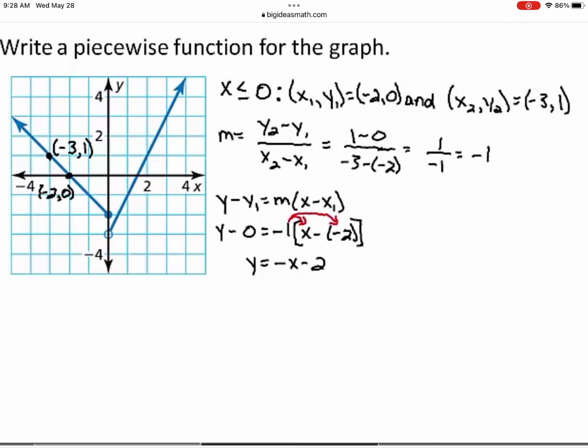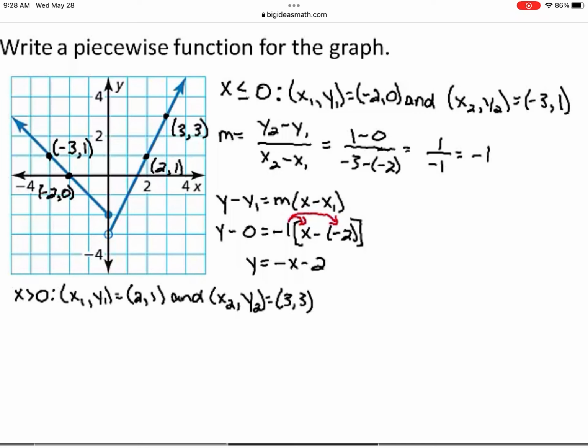When x is greater than 0, the graph passes through the points 2, 1, and 3, 3. Let x1, y1 equal 2, 1 and x2, y2 equal 3, 3. Substituting these points into the slope formula, you get the quantity 3 minus 1 divided by the quantity 3 minus 2, which simplifies to 2 divided by 1, or 2.